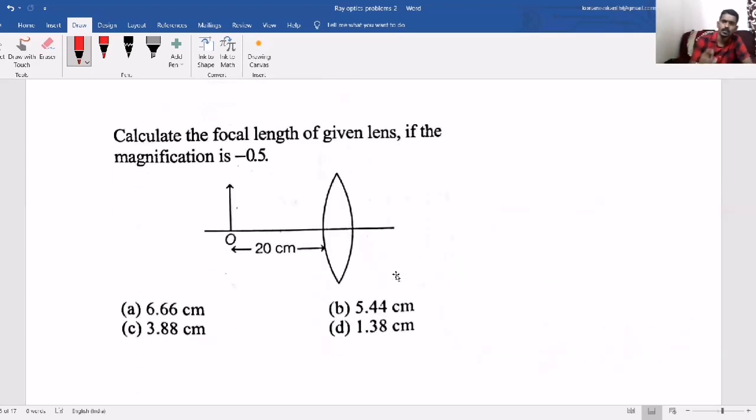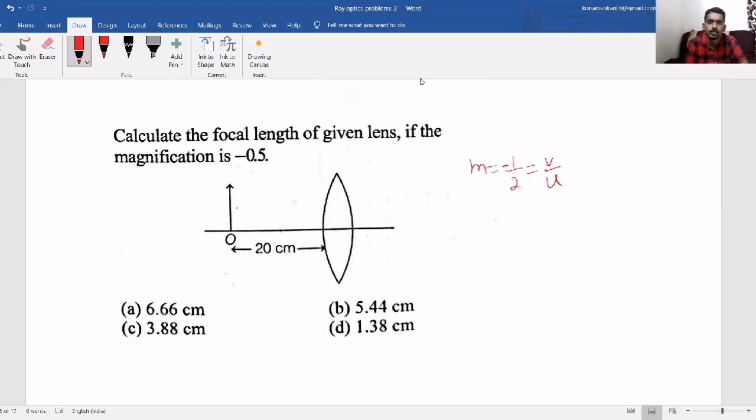Now let's take one more question. Try to solve as many questions as you can on your own. Here they are asking to calculate the focal length of the given lens if the magnification is 0.5. So magnification 0.5 means 1 by 2, that too minus 1 by 2. Magnification negative means it is an inverted image. That is equal to V by U.